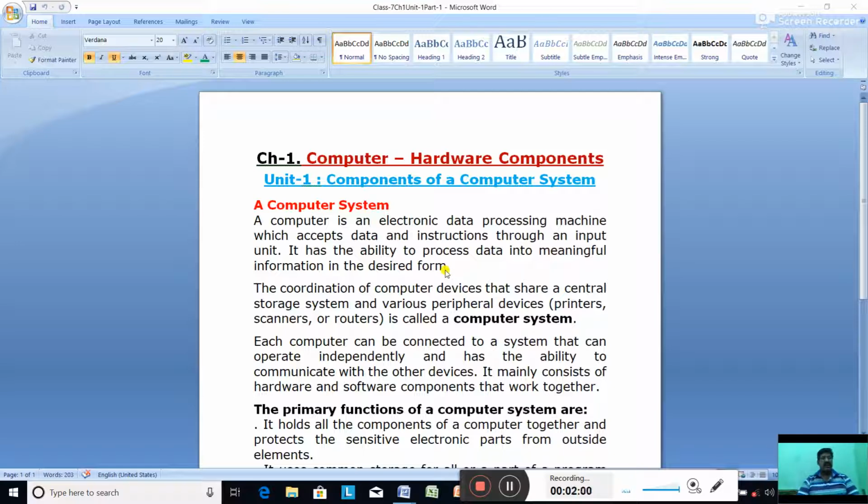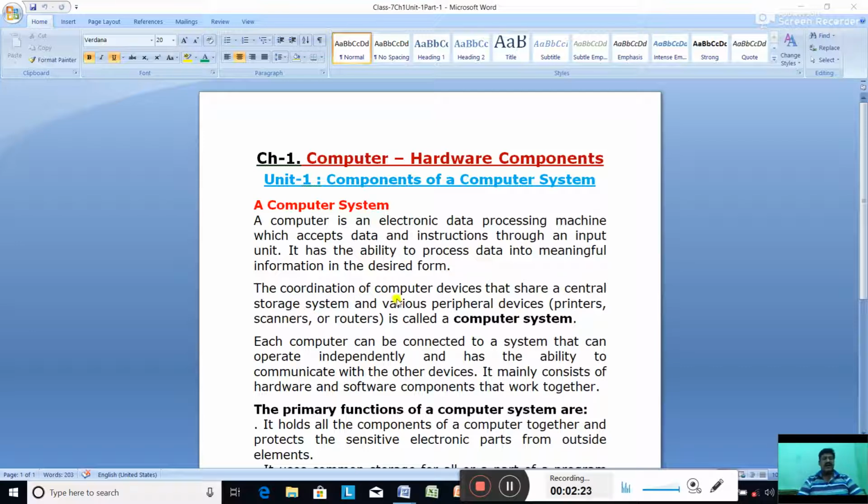Now we have different parts of a computer system, like the CPU box, the central processing unit, keyboard, mouse, printer, the monitor display unit, and speaker. So these are the different parts of a computer system.